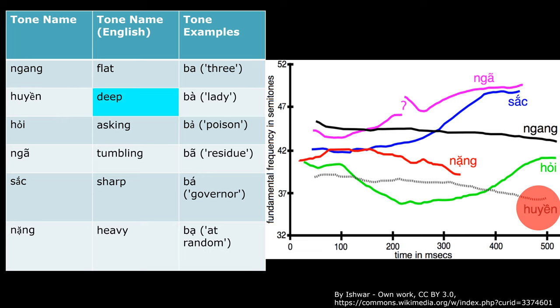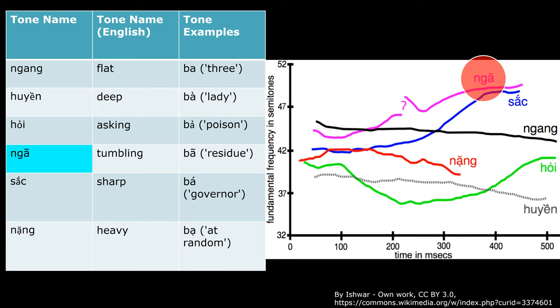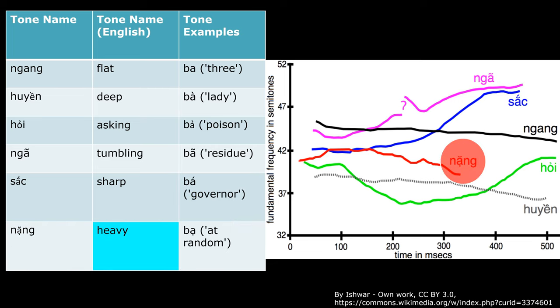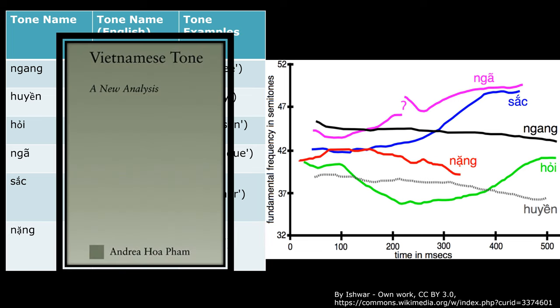This tone is described as usually having a breathy voice. Ba, meaning lady. Hỏi, the asking tone: ba, meaning poison. Ngã, the tumbling tone: ba, meaning residue. Sắc, the sharp tone: ba, meaning governor. Nặng, the heavy tone. This tone is usually glottalized. Ba, meaning at random. According to Pham 2003, the tones of the Vietnamese language are not only distinguished by pitch.